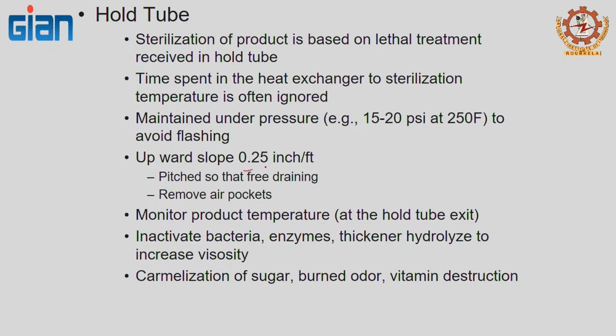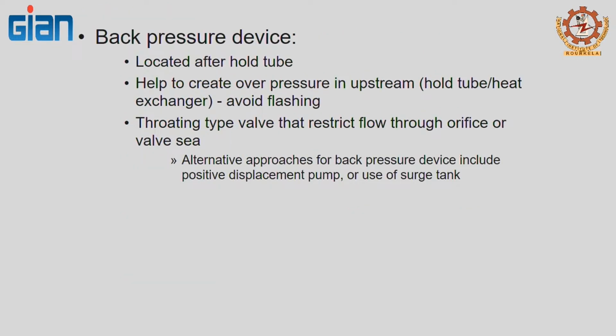Generally they are sloped upward 0.25 inch per foot, so that you can remove any potential air pockets. And normally you monitor the temperature of the product at the inlet and the exit of the holding tube. In the holding tube you are inactivating various microorganisms and bacteria, you may have hydrolysis of starch and other things, you may have caramelization of sugar, all those things may happen.